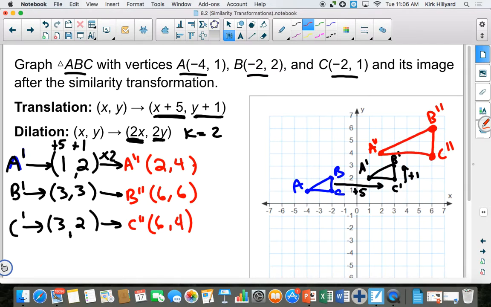Notice it's larger by a scale factor of 2. It shifted to the right and up 1. Okay? So that is how on your paper you would indicate what's going on, where we translated it first, we shifted it right 5 and up 1, and then we dilated it after that. So that's our new images.